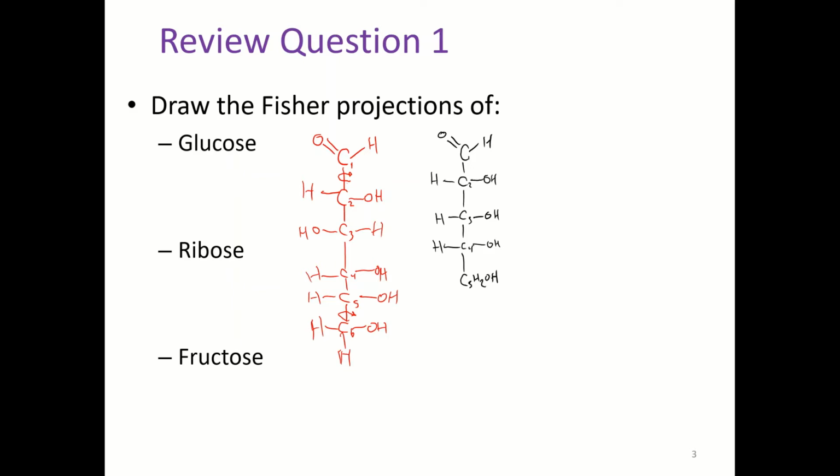And finally fructose. Fructose is a little bit different because fructose is a ketose. So the carbonyl is a ketone functionality. It actually happens at carbon 2, not carbon 1. So for fructose, we start with CH2OH at carbon 1. Then it's connected to a ketone group. So that's carbon 2 where the ketone is, then followed by carbon 3, 4, 5, and 6.